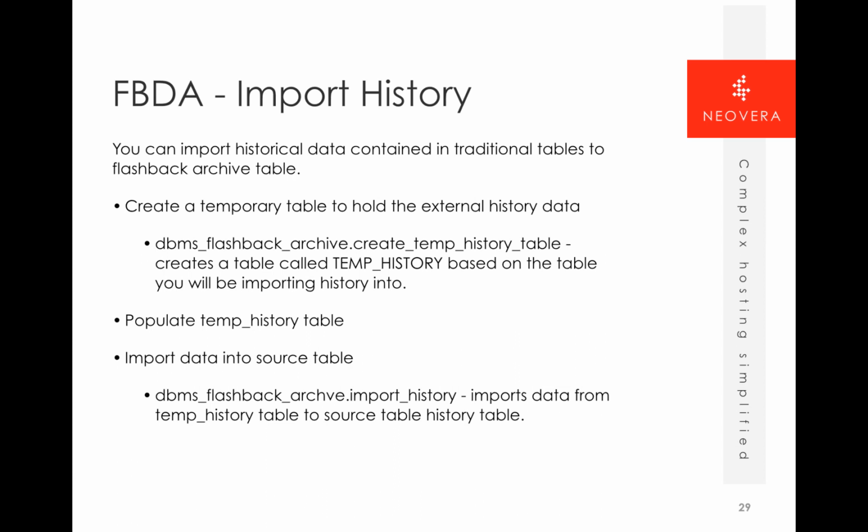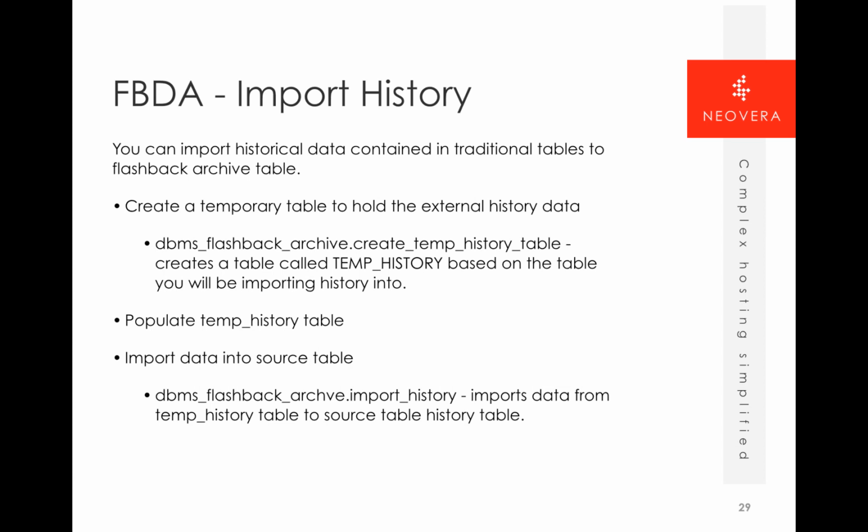So the next thing that somebody might ask is, okay, I have a table out there that I've been using with triggers, and I have a history table, and it already has millions of rows in it. And I can't start from scratch. I need all that historical data. Well, you actually can do that with the DBMS Flashback Archive package. There are some procedures in there that can walk you through, and I'm going to walk you through these steps to actually do it. So there's a procedure called create temp history table.